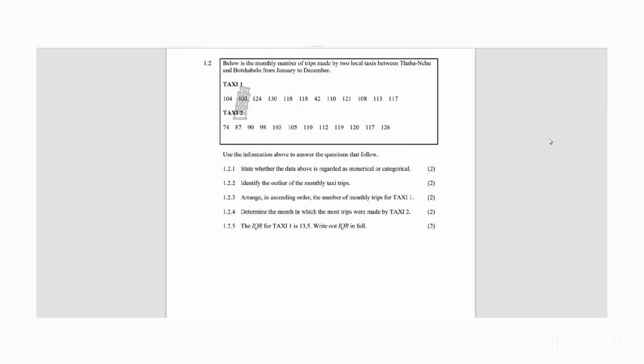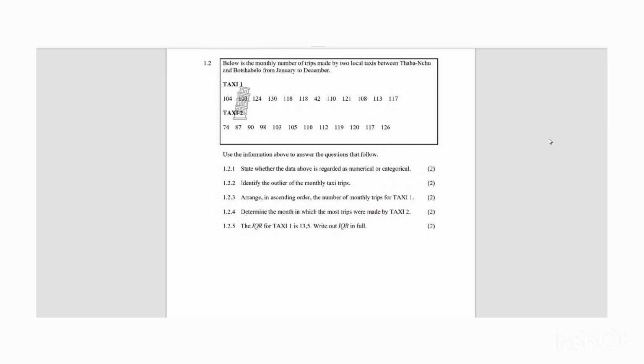So let's start with question 1.2.1. State whether the data above is regarded as numerical or categorical. Okay, as you can see up there, we have the number of trips. So obviously it is numerical data. Then let's look at the next question.